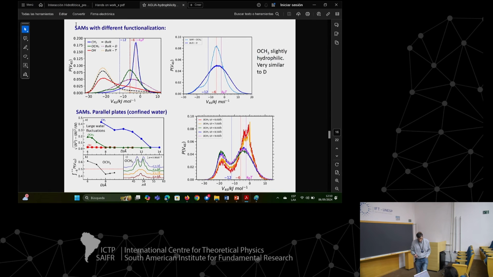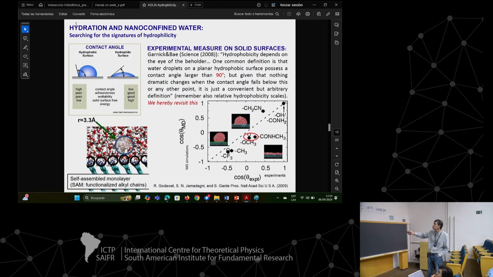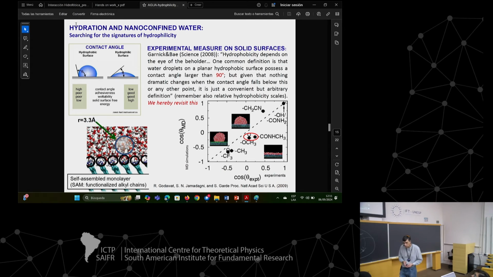Okay, and it's very nice to have these points here, since, for example, this one was very interesting for us, the methoxy functionalized SAM, since, you know, it's sitting on the verge of hydrophilicity. Here would be the change from hydrophobic to hydrophilic. So it's a very interesting point to study.